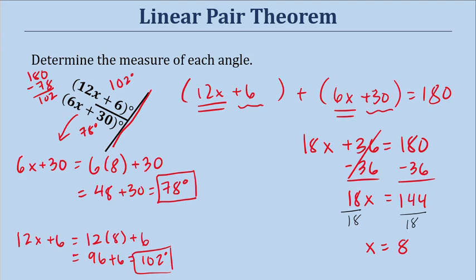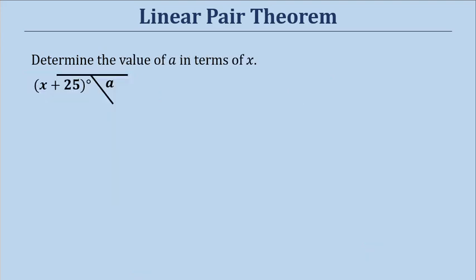So the answer to this problem would be both 78 degrees and 102 degrees, because our job in this problem was to determine x by adding the angles to equal 180, and then plugging it back in to get our individual angle measures. This last example is a bit more conceptual because the problem asks us to determine the value of a in terms of x.